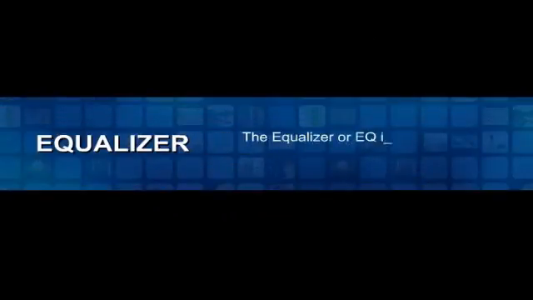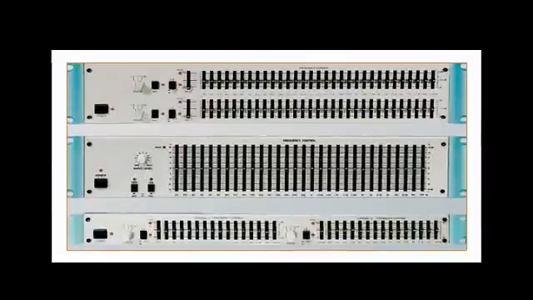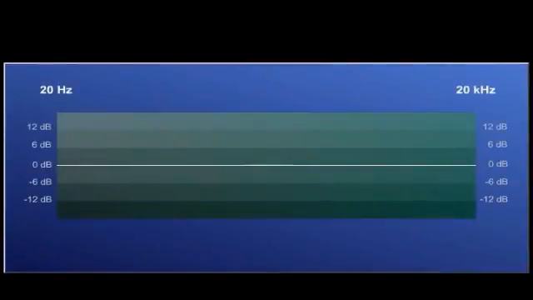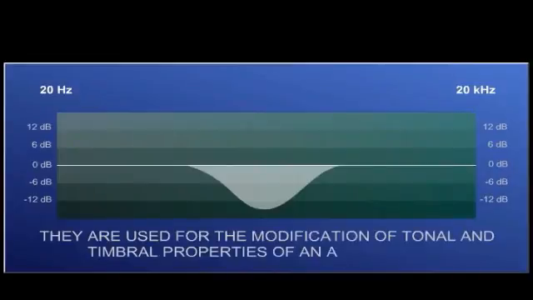The equalizer, or EQ, is the most common signal processor. Most mixing consoles and audio systems include equalizers. Equalizers consist of filters and frequency-specific amplifiers that boost or attenuate particular frequency bands. They are used to modify the tonal and timbral properties of an audio signal.